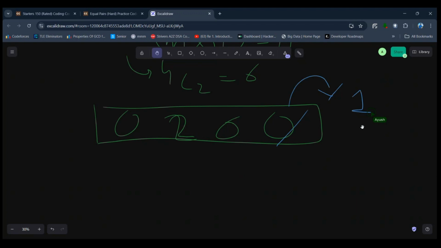Yes or no? Do you believe that if I somehow find the element having the maximum frequency, I can simply write my answer directly? Is this thing clear? Anyone having any doubt so far?